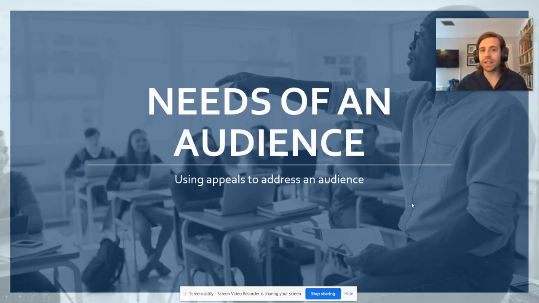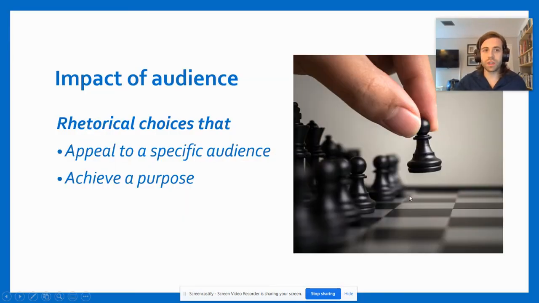So let's take a look at the needs of an audience. And to do this, we're going to look at an example. So an audience has some specific needs that they want addressed depending on the type of person or group that you're speaking to. So an author has to make rhetorical choices that are reflecting what that audience needs and that are pointed to achieve a purpose, right?